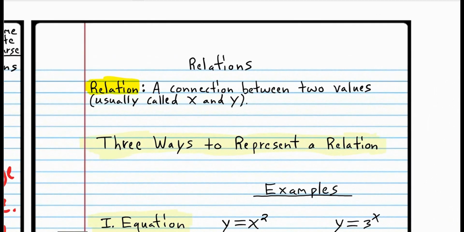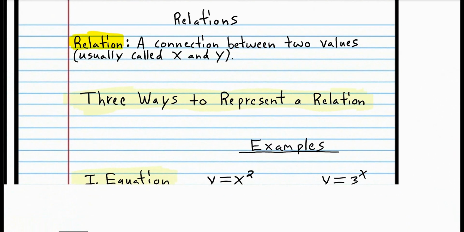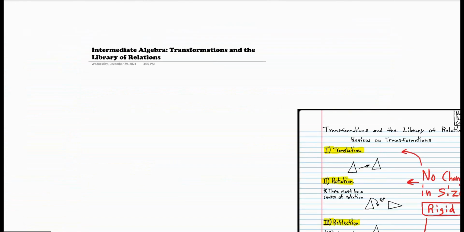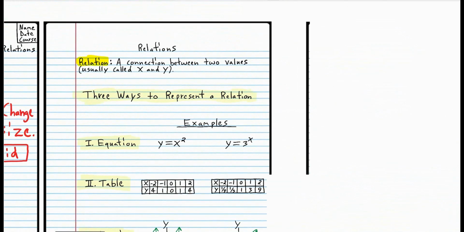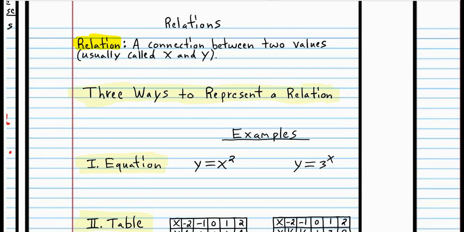You also need to know what a relation is. Now we've already learned relations. For example, these equations here, these are relations. We just didn't call them relations. They're referred to as relations because it gives us a relationship. Each one of these equations gives us a relationship between x and y.